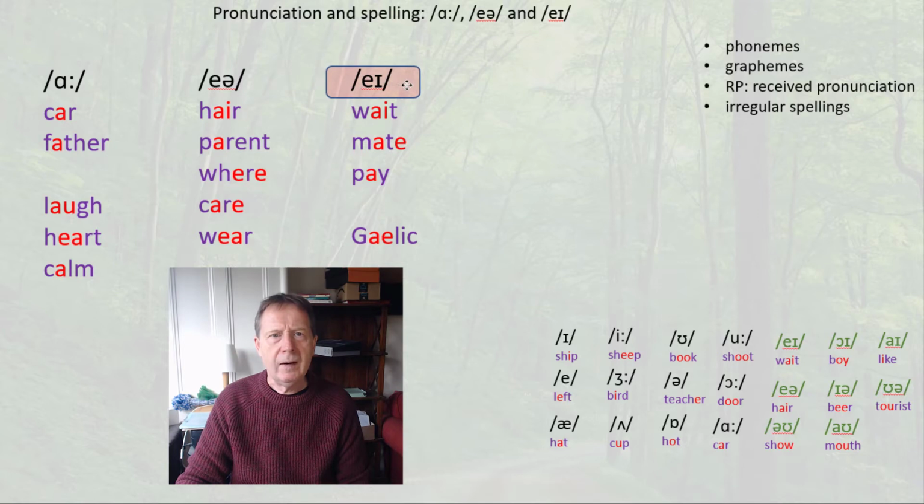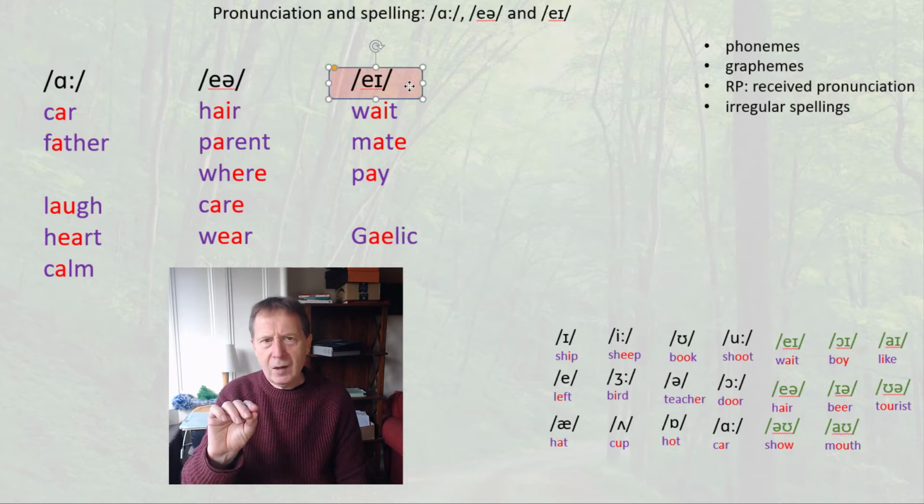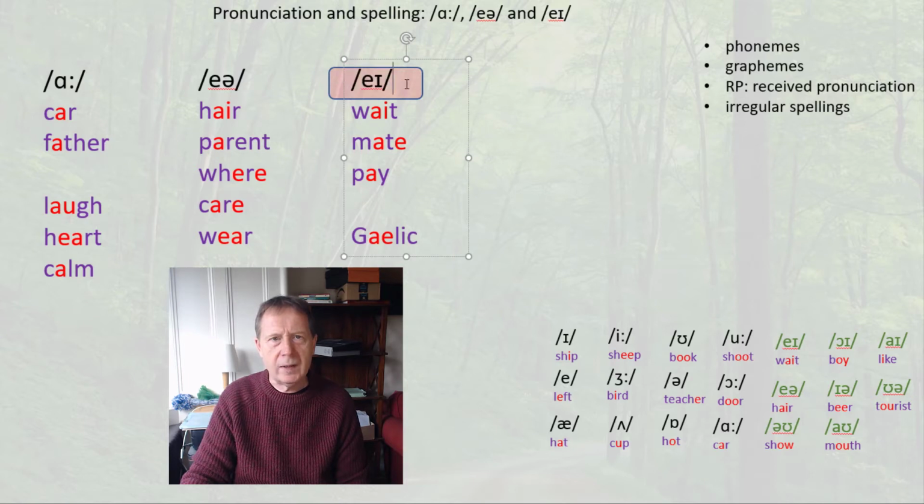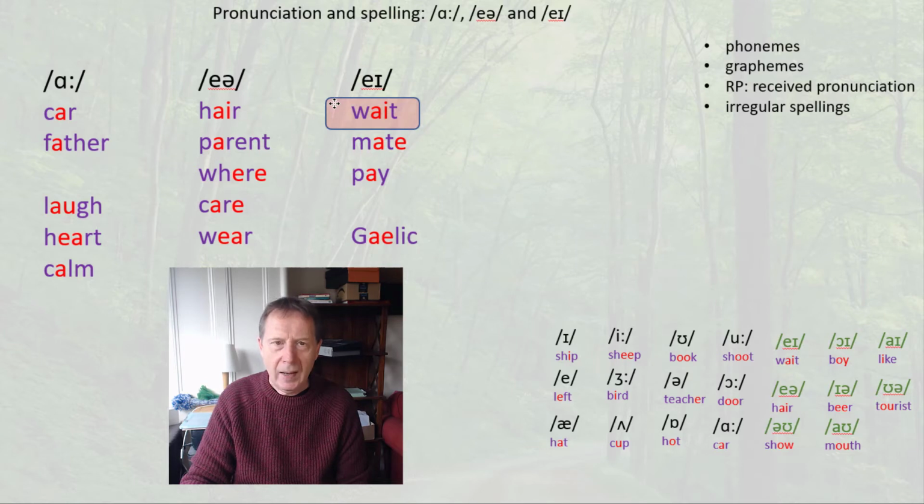Now this one here is similar. This is A. You can hear the ending of the vowel is different in each case. The first one is air, and this is AE, air, A. An example is wait. So this is a common spelling again for the A sound, wait, AI.